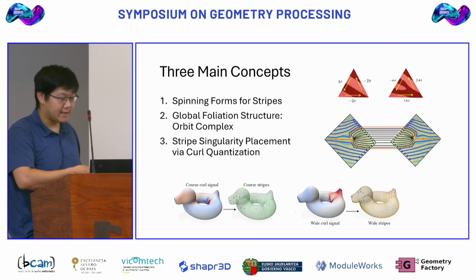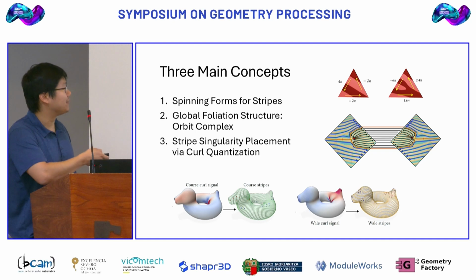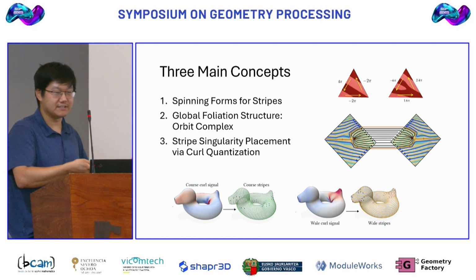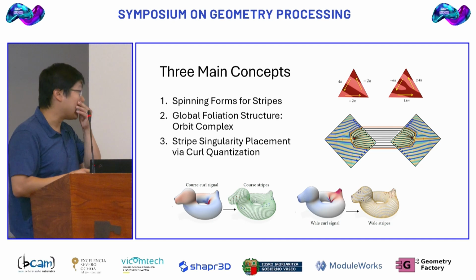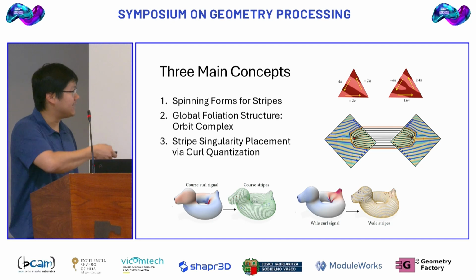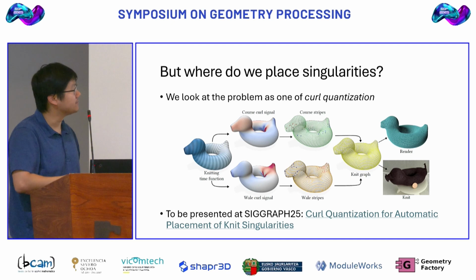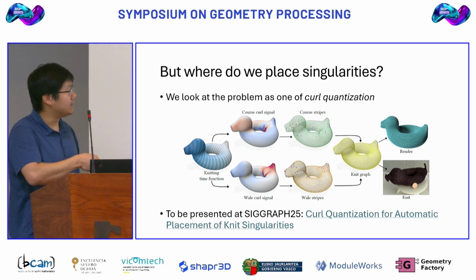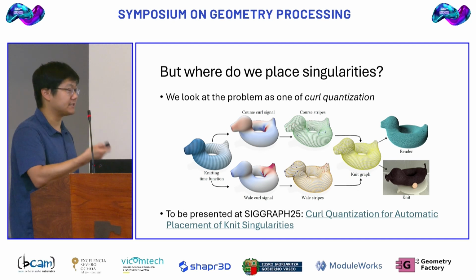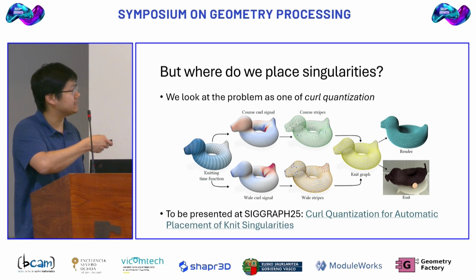Okay, so I think I've got 5 minutes for the last thing, which is just how do you place the singularities? I've just been talking about how do you represent them, how do you control the topology, and whatnot. You might ask yourself naturally, how do you place them? So in our latest work, we propose using the curl of the guiding vector field as a signal and a heuristic to place these.